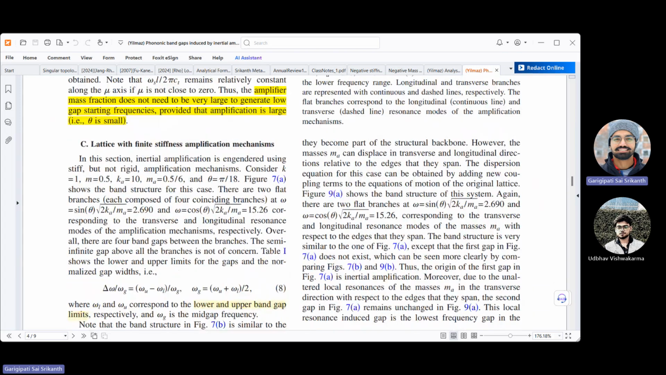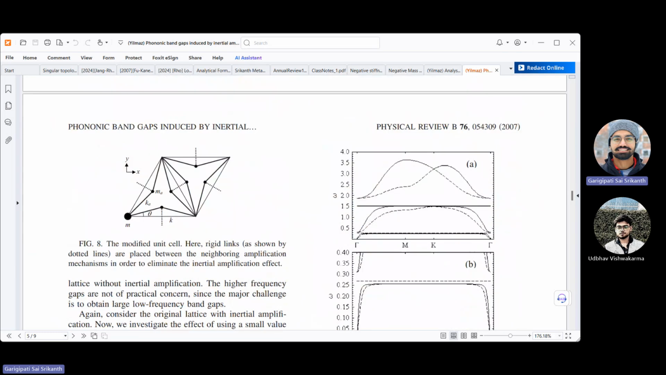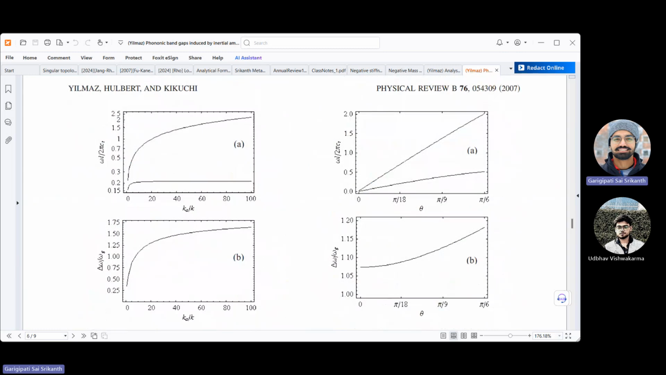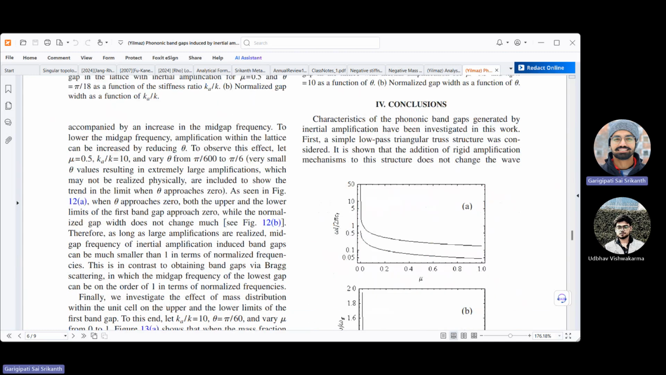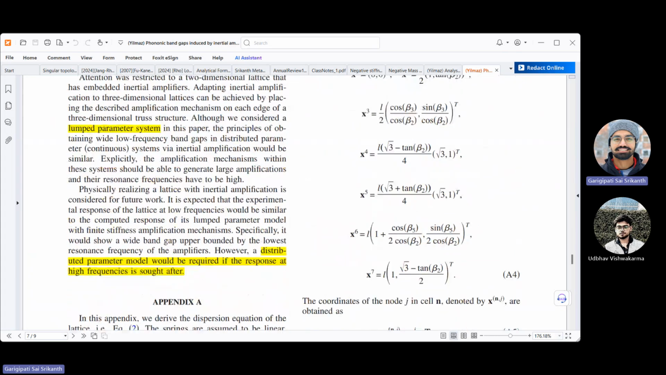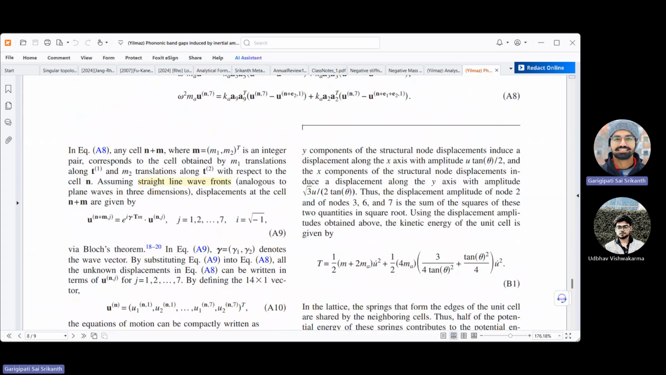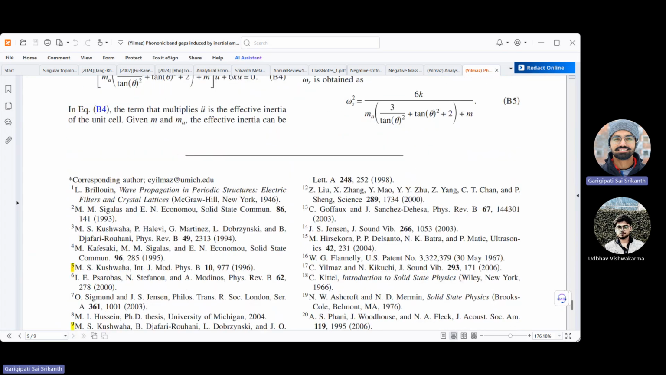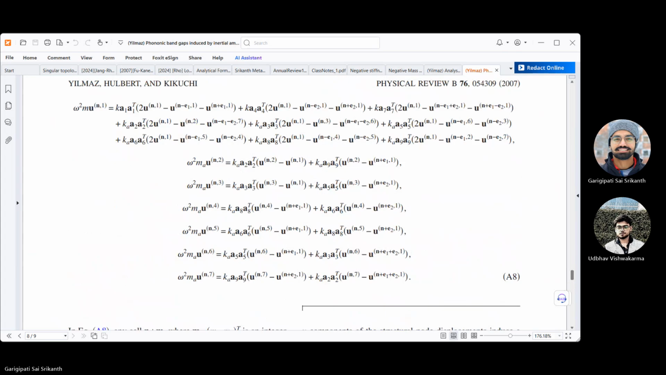Well, they've done some more detailed studies. It's totally worth looking at this paper. This is the first proper realization, complete analytics of inertial amplification in phononic crystals, and 2D crystals at that. So yeah, groundbreaking work. Cool. So this is what inertial amplification is.